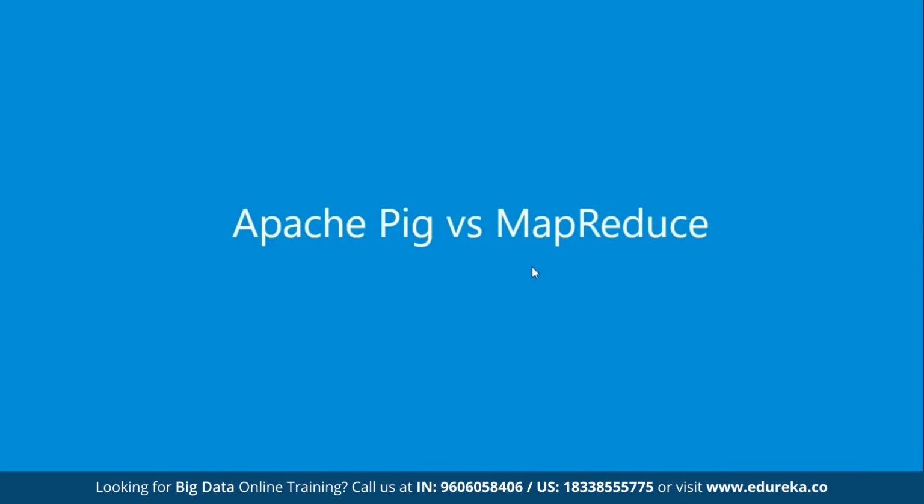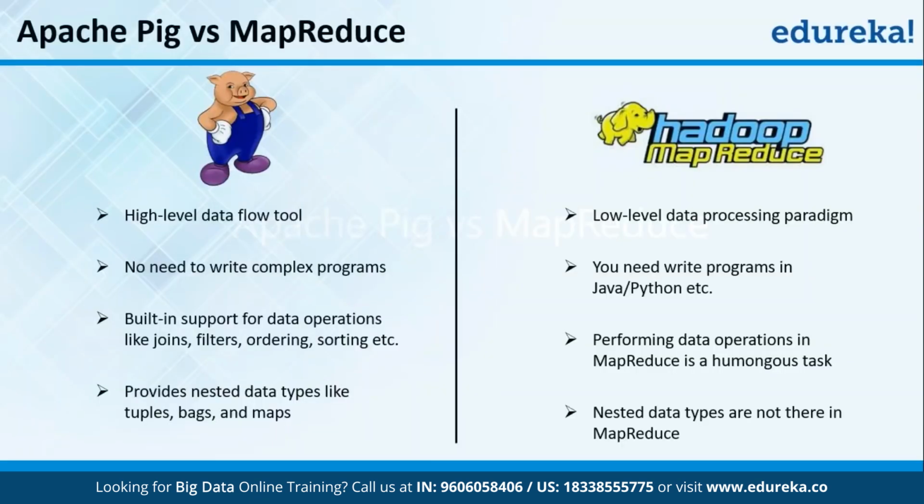Moving on, let's understand and compare the capabilities of both of these tools, that is Apache Pig versus MapReduce. Apache Pig is a high-level data flow tool. However, Hadoop MapReduce is a low-level data processing paradigm, right? So you have to code in a basic programming language. The second point explains that. In Apache Pig, you need not write complex programs. It can be done using simple Pig Latin queries. However, in MapReduce, you need to write programs using languages like Java and Python, right?